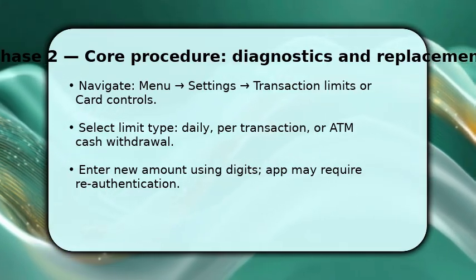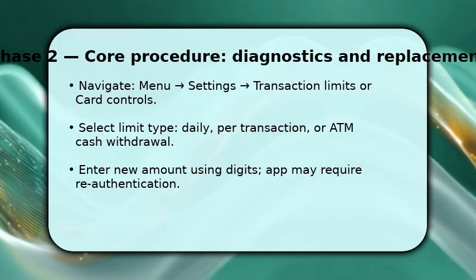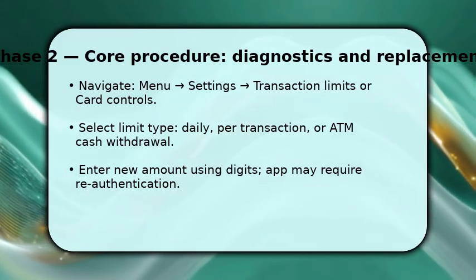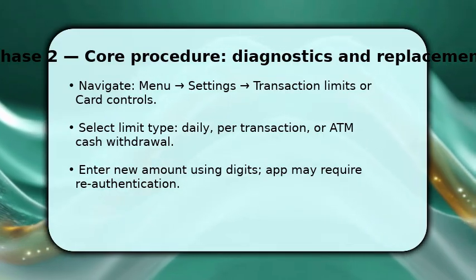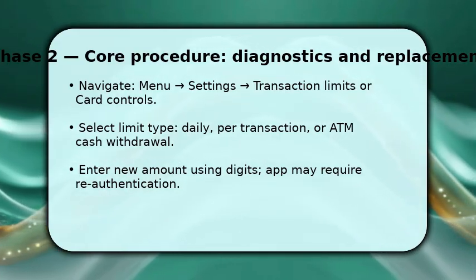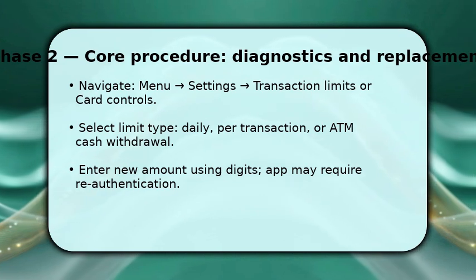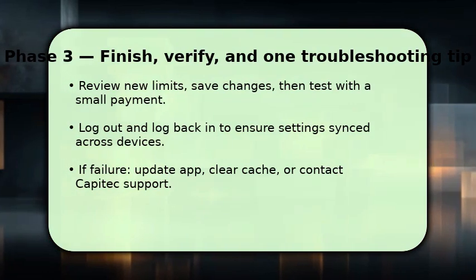Once done, the system validates the request against account rules and immediate limits. Make sure to read any warning messages. Those explain why certain amounts might be blocked or need additional verification. Finish by reviewing the updated limits on screen and tapping Save or Confirm.